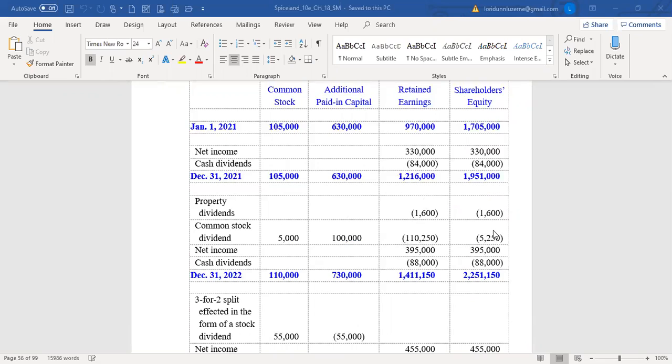So the overall decrease to stockholders' equity from this was $5,250,000. Yeah, the value of the cash portion of the dividend. Net income increased. There's the cash dividends decreasing. So now our common stock is up to 110 million. Additional paid-in capital, 730 million. Retained earnings new balance is 1,411,150. And then we showed the total impact in our total column.